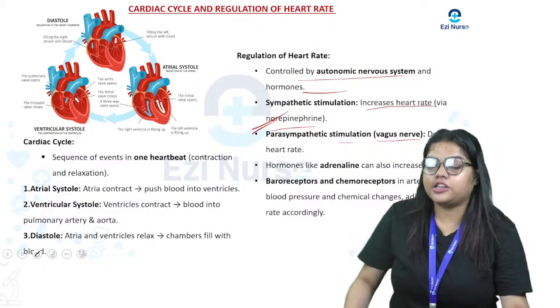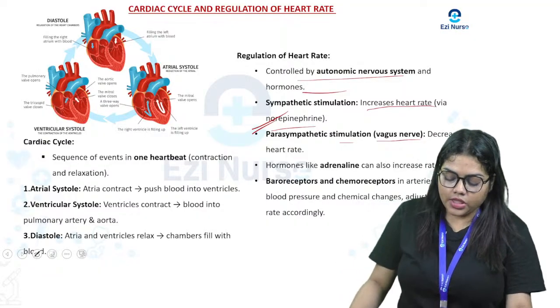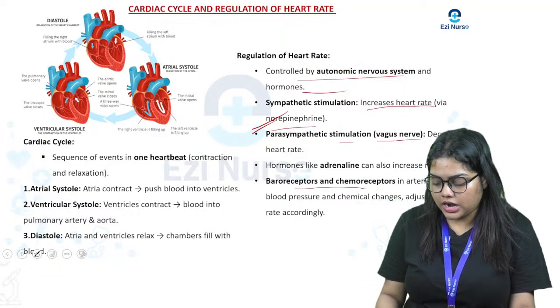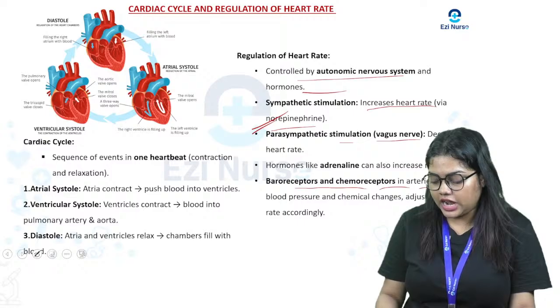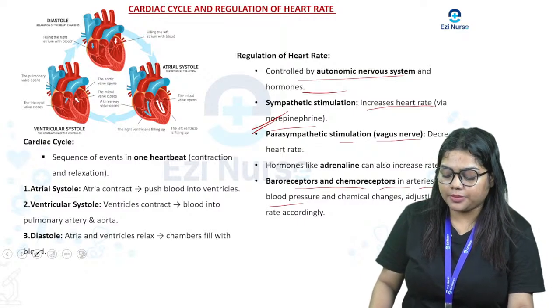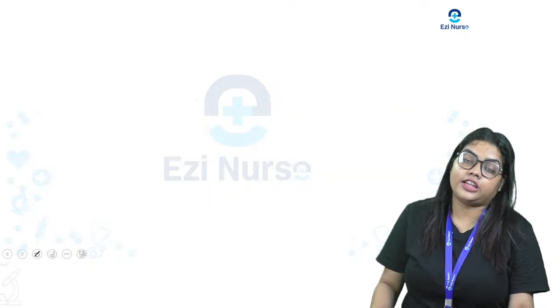Hormones like adrenaline can also increase the heart rate. The baroreceptors or the chemoreceptors in arteries detect the blood pressure and chemical changes, adjusting the heart rate accordingly.